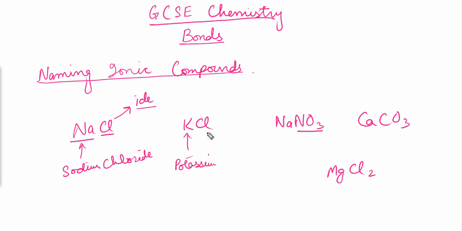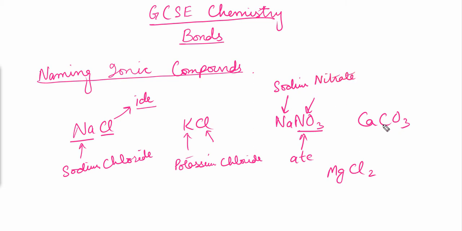And this is the metal, so it will be potassium as it is. And this is chlorine, so because it's a halogen, it belongs to the 7th group, so it will become chloride. Over here, the metal will remain as it is, that is sodium. And this ion is a polyatomic ion, so the ion that has the oxygen atom in it, it will become nitrate. It will have ATE at the end of its name, so it will become sodium nitrate.